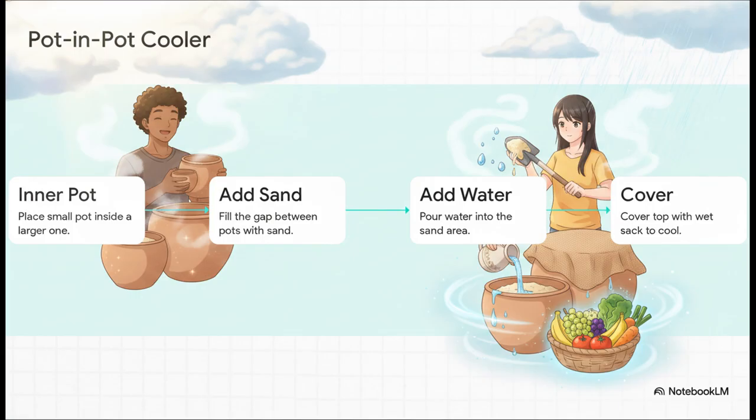As the water slowly seeps out through the outer clay pot, it evaporates. And here's the absolute magic of it. Evaporation requires heat, so it actually pulls heat away from the inner pot. This keeps the vegetables and fruits stored inside perfectly fresh and wonderfully cold, all without using a single drop of electricity.